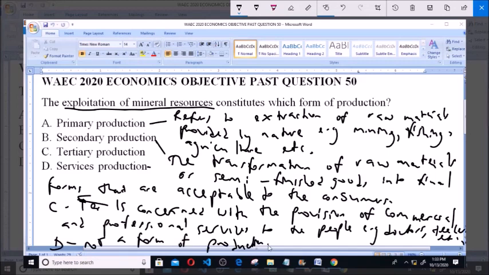So we are asked where the exploitation of mineral resources falls under, and the exploitation of mineral resources is majorly mining. And of course, mineral resources are raw materials. So the extraction of raw materials provided by nature is primary production. So option A, primary production, is the correct answer to this question.